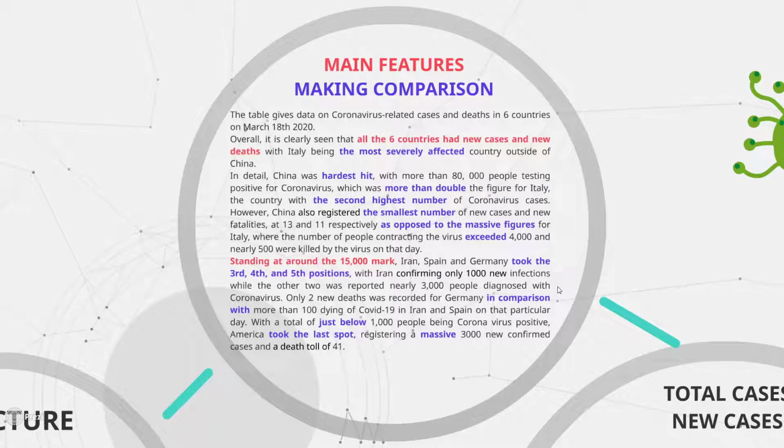And then you say took the 3rd, 4th, and 5th position. It is a way of making comparison. In comparison with just below, took the last spot, the 3rd, 4th, 5th position or spot, and then you say took the last spot. And a massive means a big number. So remember, you have to show the main features and you have to make comparison for this kind of writing.